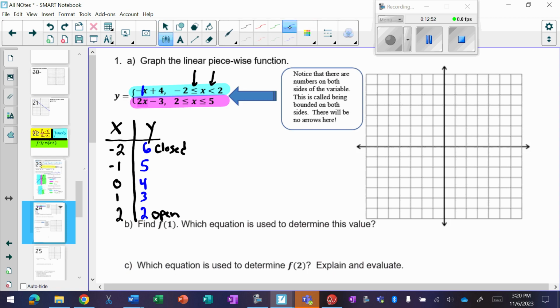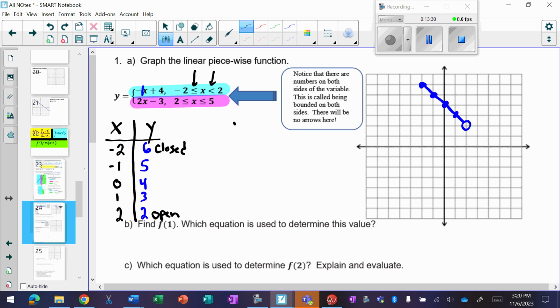So let's graph those points. Negative 2, 6, closed circle. Negative 1, 5, 0, 4, 1, 3, 2, 2, open circle. Now we are supposed to connect the dots from negative 2 to positive 2. Do not go past it. It starts at negative 2 and stops at positive 2, so that's all that I draw. That's it. That takes care of the left side of my graph.